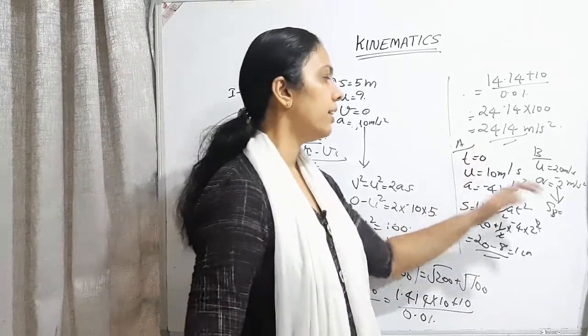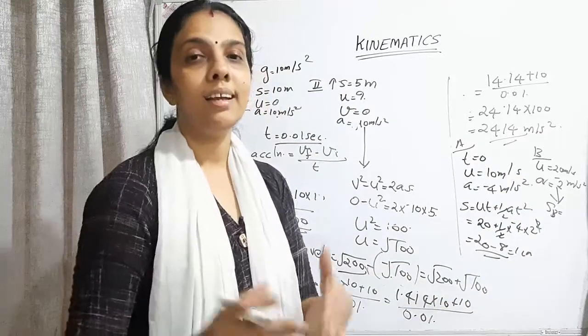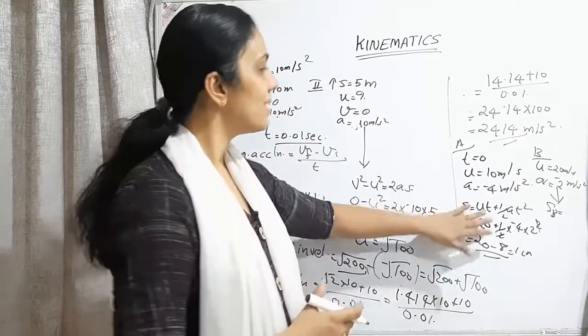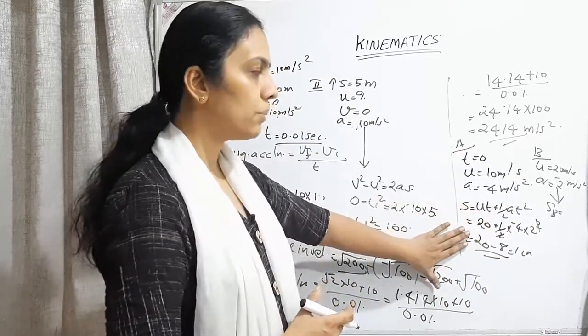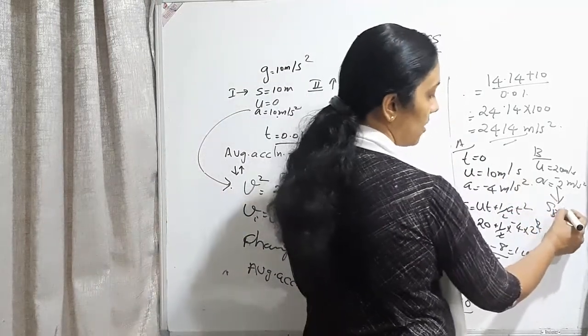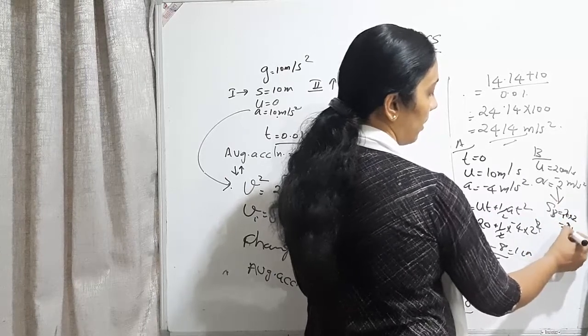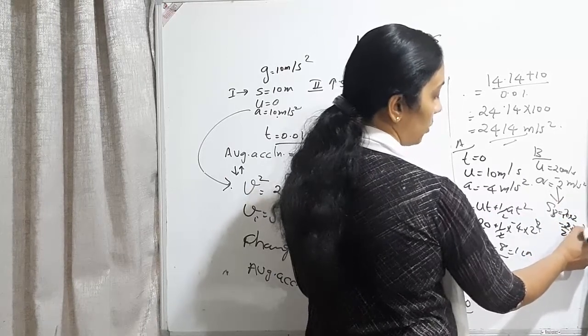Same way here also, this is only the 22nd question in the textbook. So there are around 75 questions. The 22nd question is simple only. S is equal to ut plus half at square, you can find out. The same way SB, ut is 20 into 2 minus half into 2 into t square, 2 square.